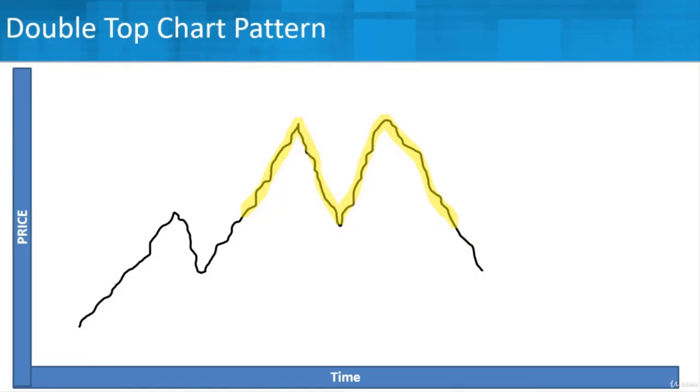So if you took the letter W and you turned it upside down, you would have the letter M. And just like if you took a double bottom chart pattern and in effect turned it upside down, you would have a double top chart pattern. It would form the shape, instead of a W, of an M.